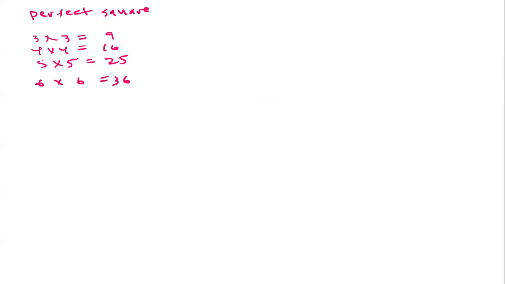Okay. 1 times 1 is 1. 2 times 2 is 4. Okay. So those are perfect squares.